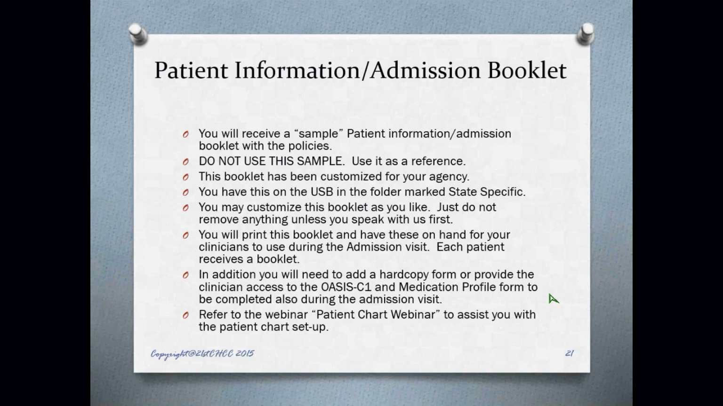The one thing that you are going to need to provide as an addendum to this admission booklet, we provide it to you as a sample in the reference one that we give you, but you're going to need to make arrangements to have hard copies or software access to the OASIS C1 and the medication profile. The ones that we give you are from MedPass. The OASIS C1 you can use from anyone, Briggs. We provide one on your thumb drive. You can access it at CMS.